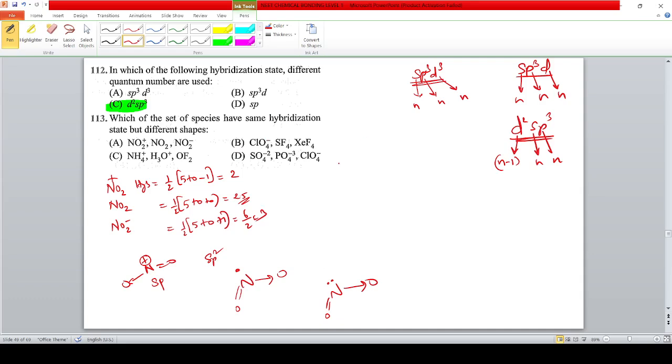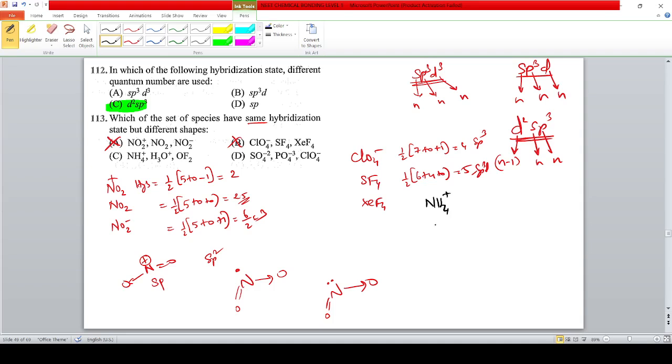Come here, option B: ClO4 minus, SF4, XeF4. Hybridization is half into valence electrons plus monovalent atoms plus or minus charge, 8 by 2, 4. 4 means sp3. Next, 10 by 2, 5. 5 means dsp3. Different hybridization. They are not the same hybridization. So A is not your answer, B is not your answer. I am going for C.